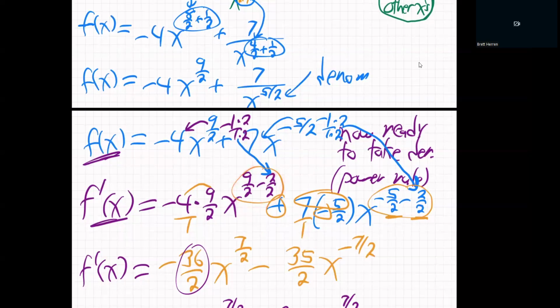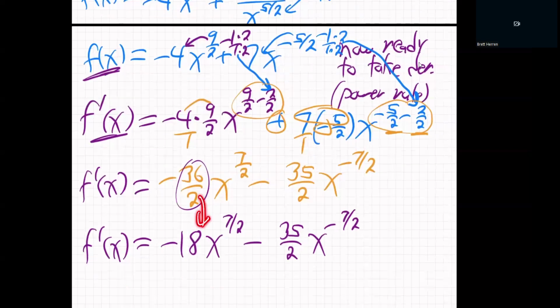Over here, same thing. Power comes down to the front, minus 5 halves, multiplying the 7, and subtract 1 from the power again. That's 2 over 2, minus 7 halves. And then just simplify this. And so there.